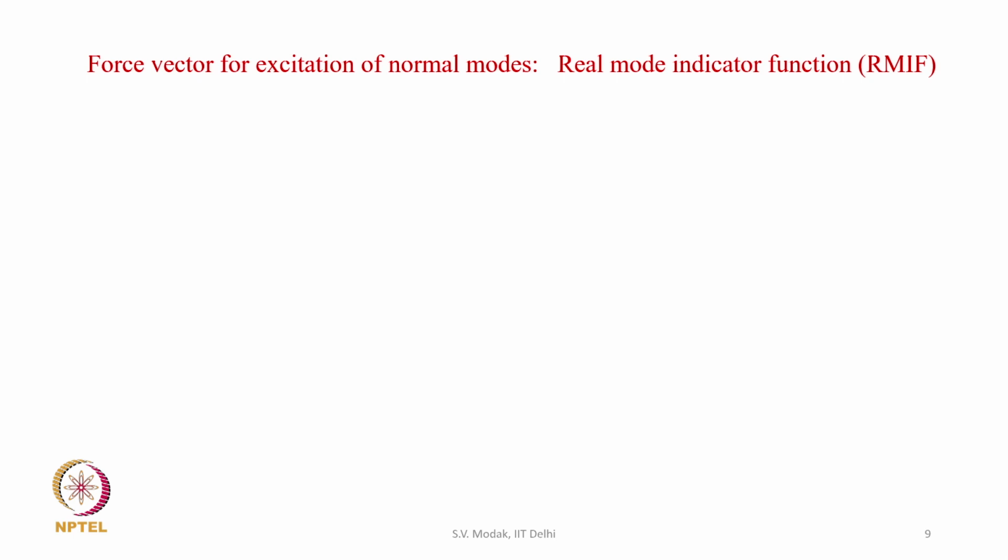This method defines what is called the real mode indicator function, RMIF. If the response is monophase, then the real part of the response can be written as lambda times the imaginary part of the response. Here lambda is a real scalar quantity, right.